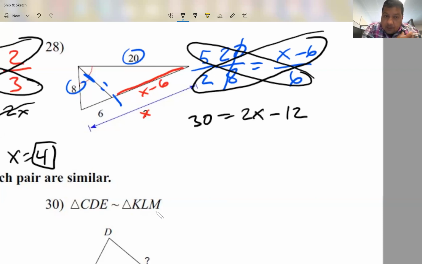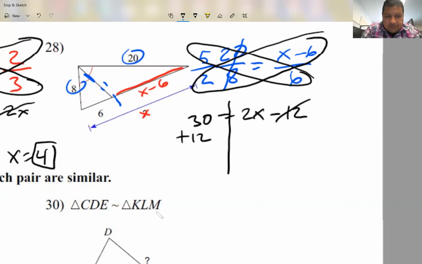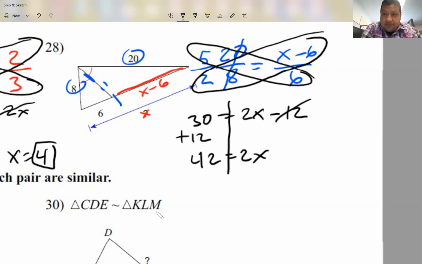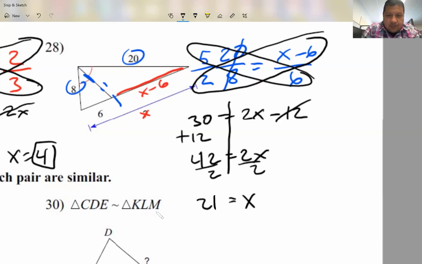Okay. Now, I want the X's together, so I separate my sides. I only have an X on one side. This negative 12, I'm going to move it to the other side as a plus 12. Good, good. So I have that 42 is equal to 2X. Okay, almost there. To get the X by itself, let me divide by 2. So X is equal to 21. There, we were solving for X. X equals 21. Good.